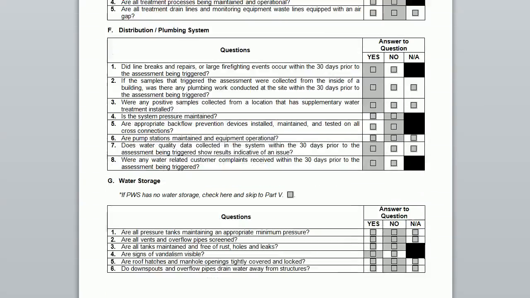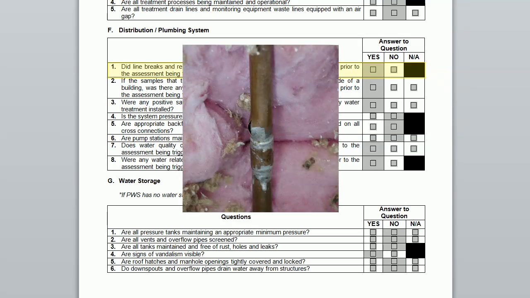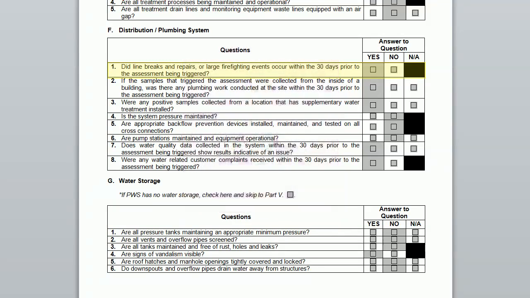The first question asks, did line breaks and repairs or large firefighting events occur within the 30 days prior to the assessment being triggered? For a non-community system, check yes if you had any plumbing breaks that may have caused a lack of pressure in parts of your building. This can lead to backflow and contamination.